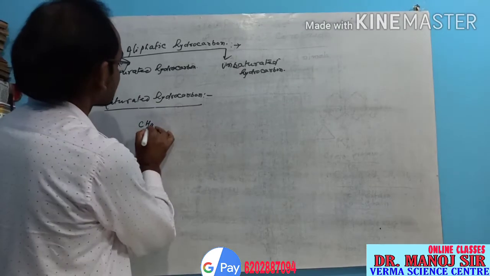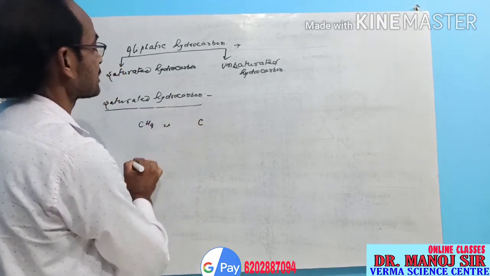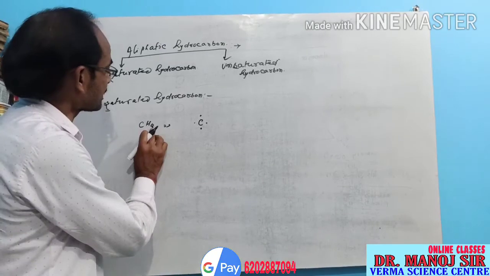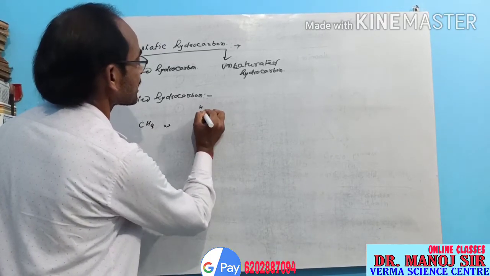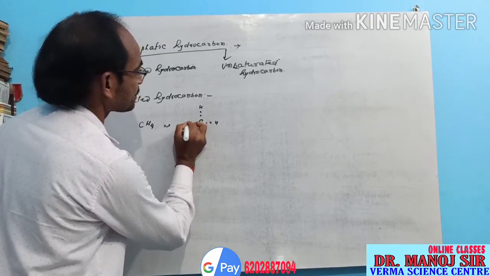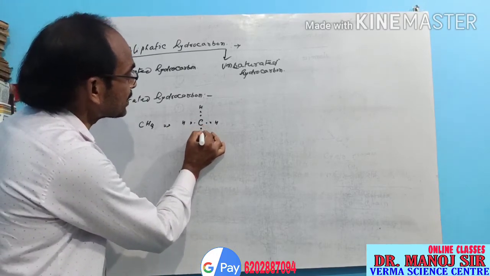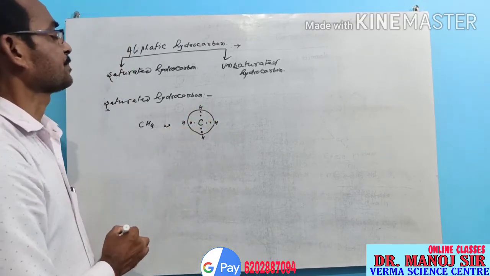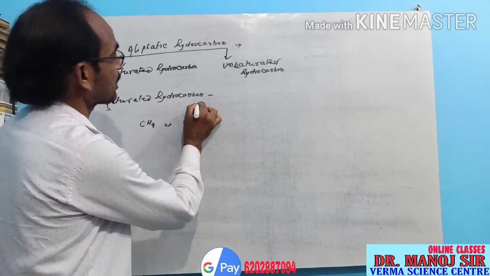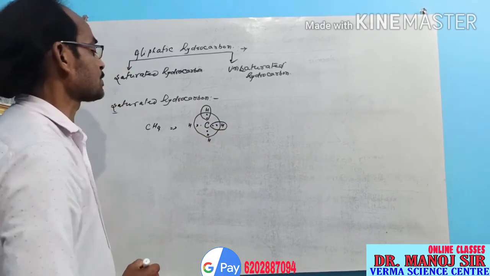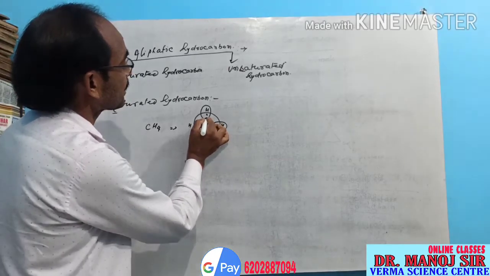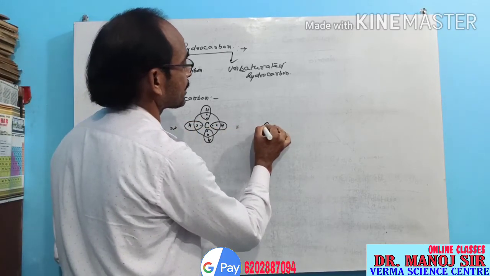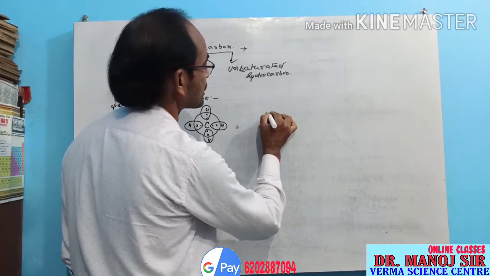CH4: carbon has 4 electrons in its outermost orbit. It contains 4 hydrogens. Carbon is co-linked with hydrogen, each hydrogen completes its octet, and hydrogen also shares with the carbon's outermost electrons to make methane. It can be derived as CH4, that is methane.